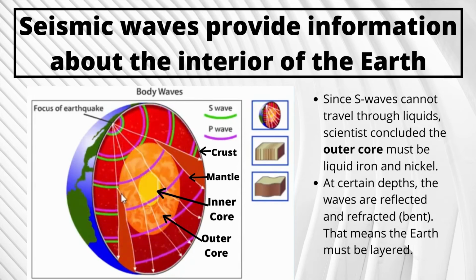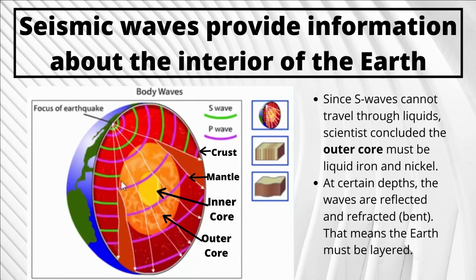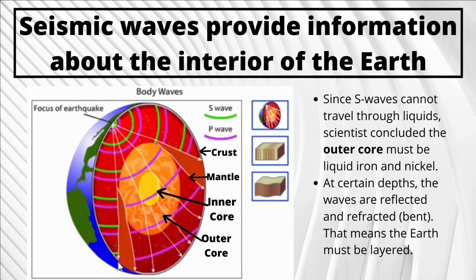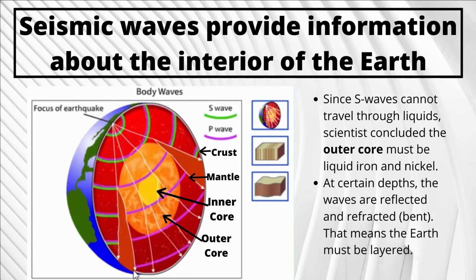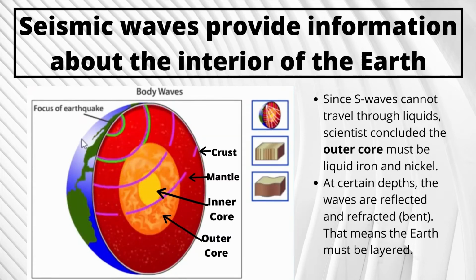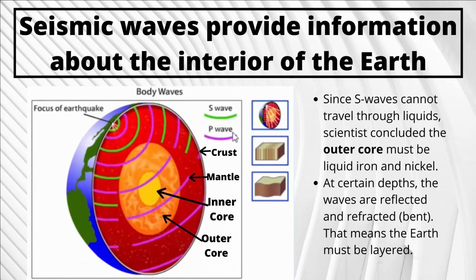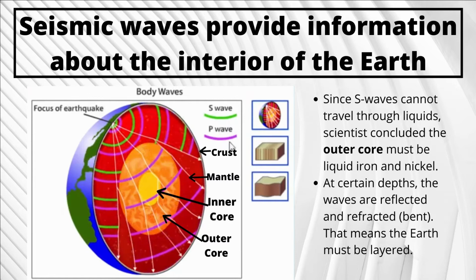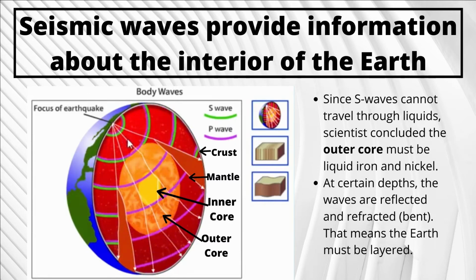and nickel. At certain depths, the waves are reflected and refracted. That means the Earth must be layered. Napag-aralan natin na ang S waves ay ang seismic waves na hindi makadaan sa liquid na bahagi ng Earth. Dahil sa katangian ito ng S waves, nalaman ng mga dalubhasa na maaaring ang outer core ay gawa sa liquid.